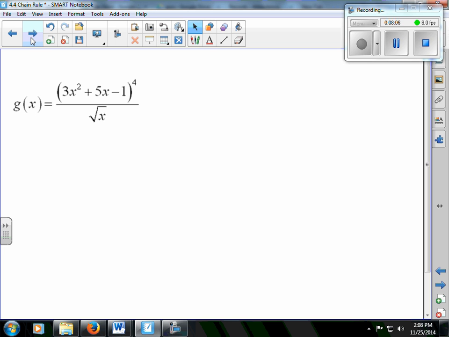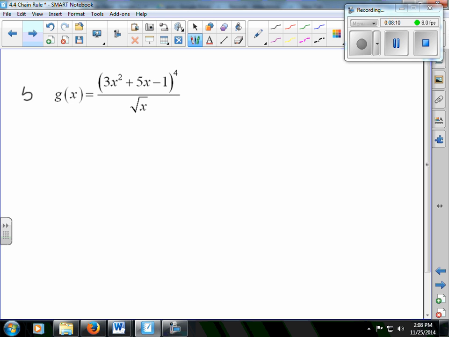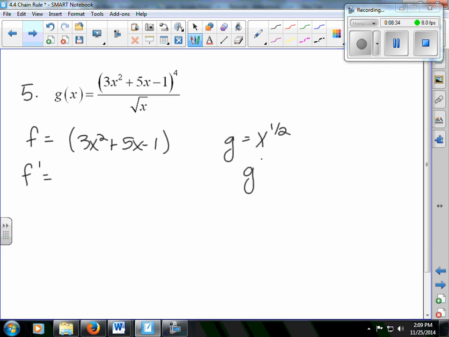Number 5. Okay, here I have a quotient. To do the derivative of a quotient, I have to use the quotient rule. You cannot forget the quotient rule. We're going to still use it. So I'm going to label my numerator as f and my denominator as g. And I'm going to find f prime and g prime, just like we've always done with the quotient rule.